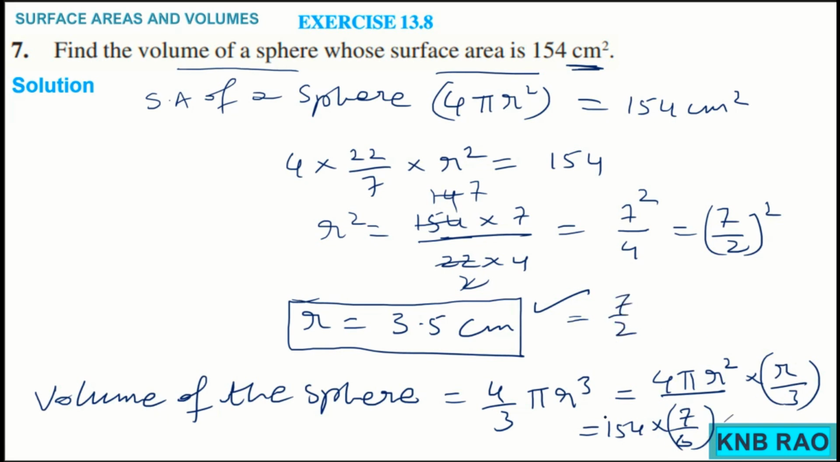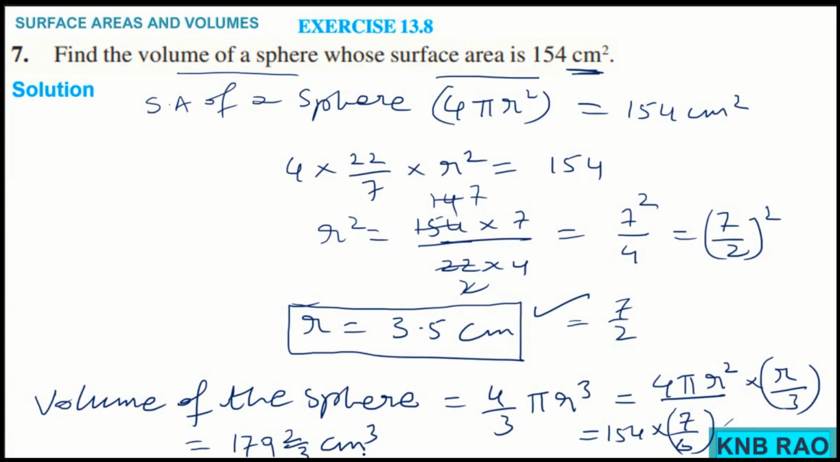So if you find this product, you will get 179.2 integer by 3 centimeter cube. This is the right answer. Got it?